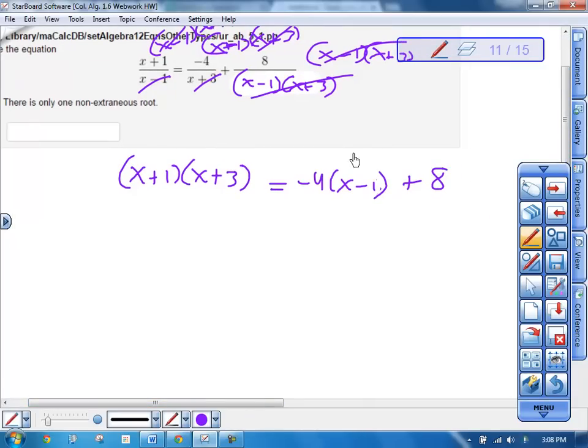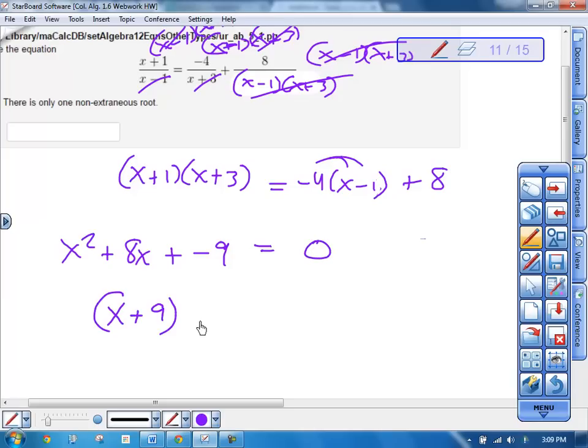You know, distribute: negative 4x plus 4 plus 8 equals x squared plus 4x plus 3, and this is really 12. Add 4x to the side, you get 8x. Subtract 12, and you get negative 9. And then solve that. So x plus 9, x minus 1 should do it. So it looks like negative 9 and 1.